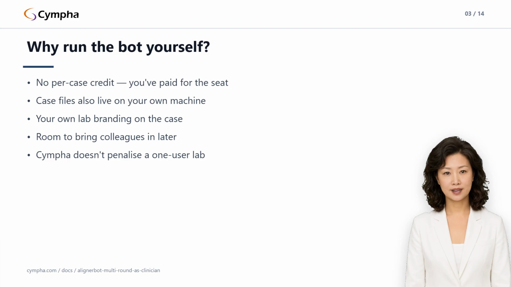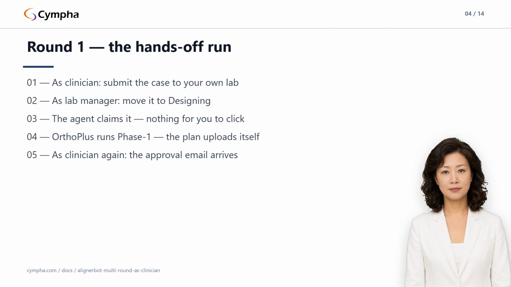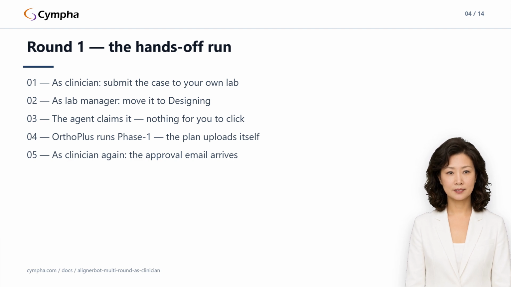The agent on your workstation polls every 20 seconds, sees a case held by its paired user, claims the dispatch lock, downloads the scans into the workspace case folder, and launches Ortho Plus in planning mode. Ortho Plus runs Phase 1. The agent uploads the review file automatically, and because a review file arriving via the agent requests approval by itself, the case lands at awaiting approval with the plan approval pending label. An email arrives. As clinician, open the approval page and review the plan in Studio.